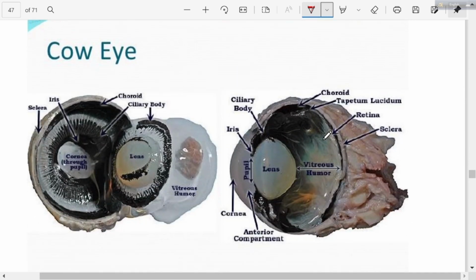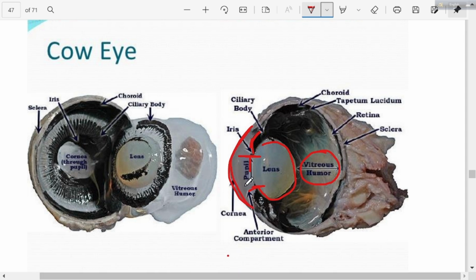Now there is another photo. Here you can see that this is the lens, this is the vitreous humor, this is the pupil. Actually, this gap is the pupil. This is the cornea, which is the transparent part of the eye. It's actually a continuation of the sclera, which consists of the fibrous layer.